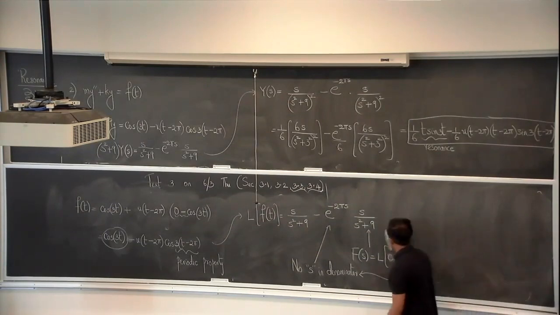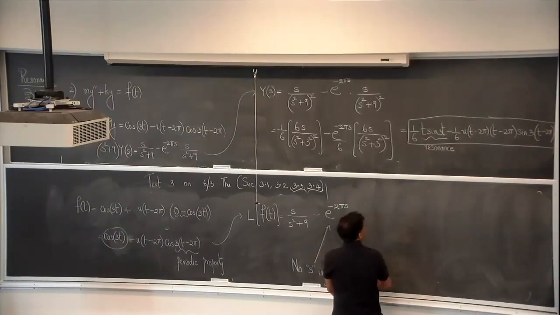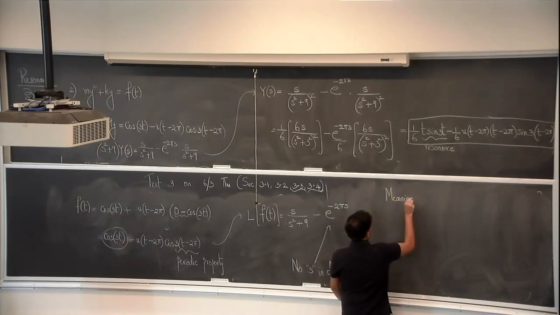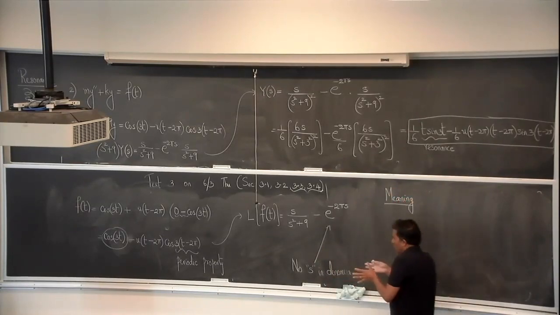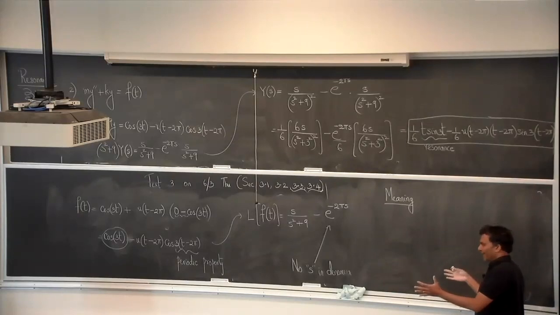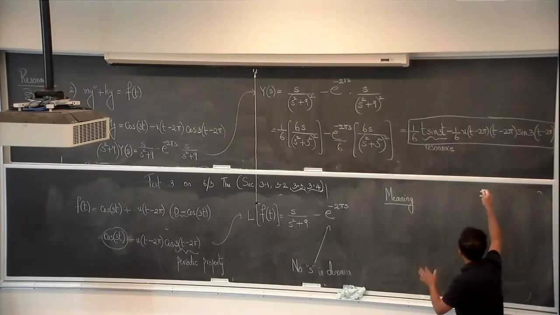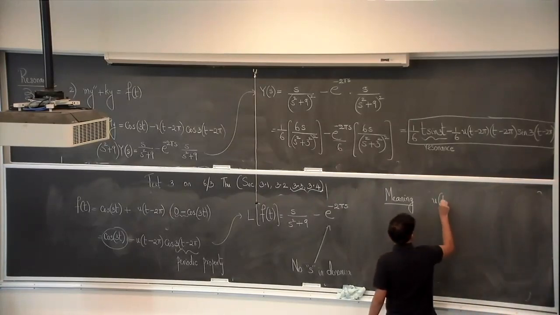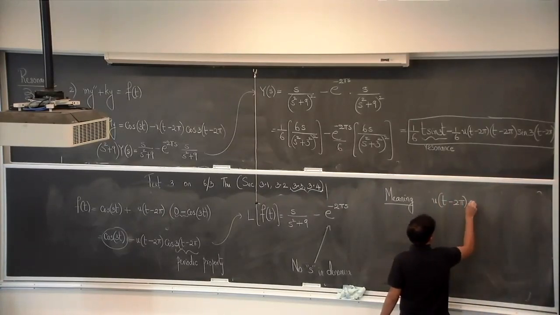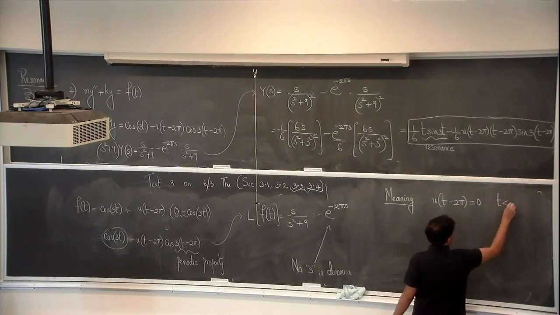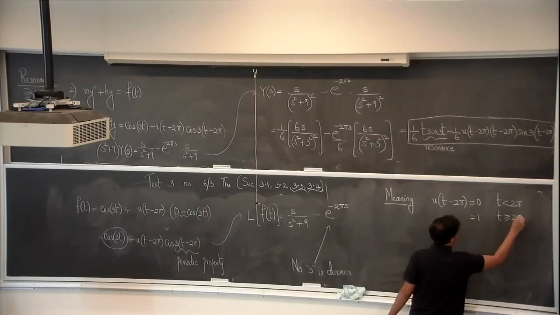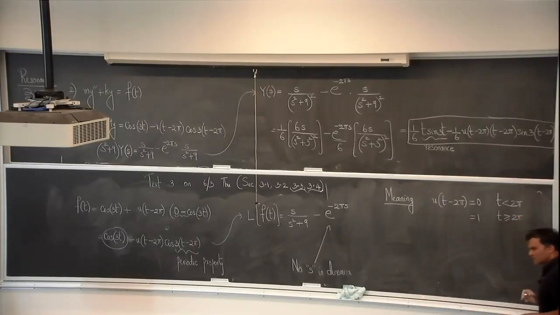So the meaning of the solution is the following. Remember that you have that force for t up to 2 pi and then you shut it off. So that should somehow appear in the solution. u of t minus 2 pi is equal to 0 for t less than 2 pi, and it's equal to 1 for t greater than or equal to 2 pi. That is the meaning of the Heaviside function.